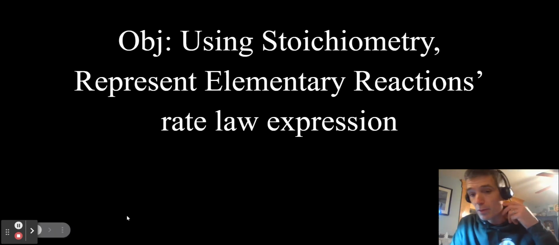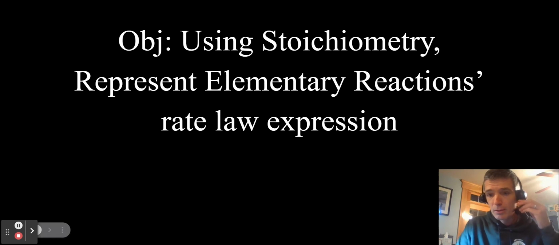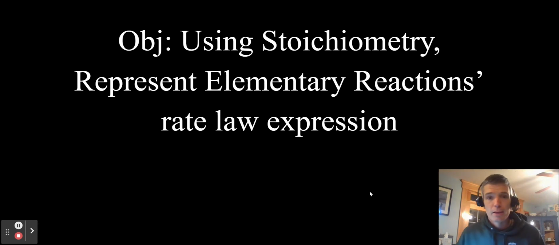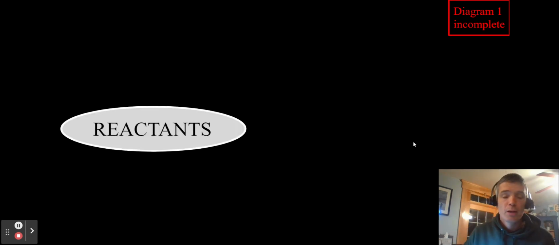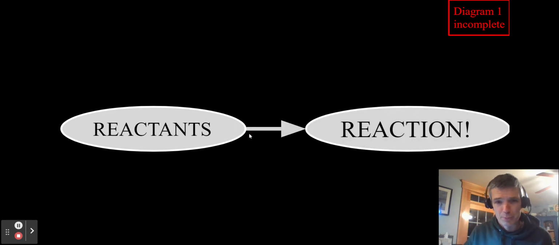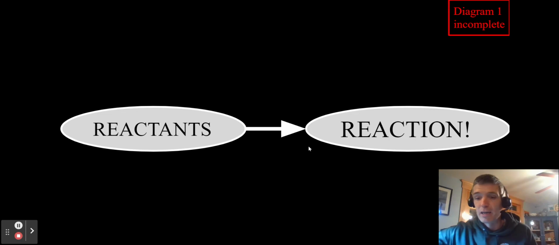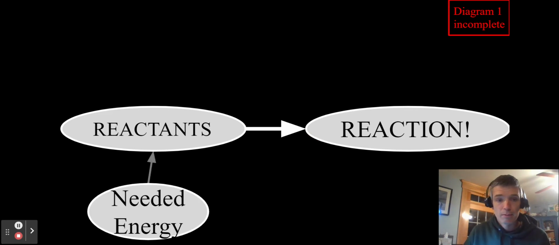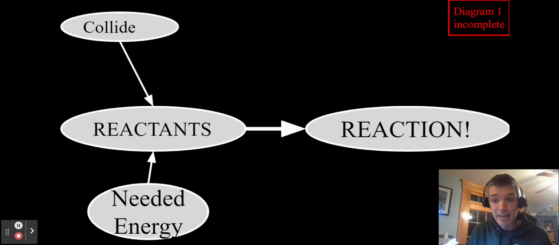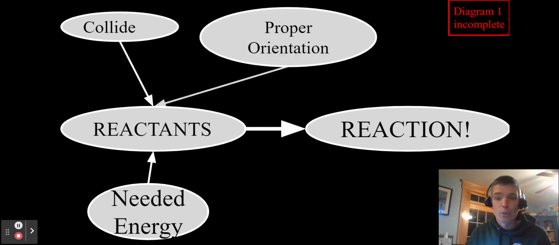Here's our objective for this topic. I want to talk about why chemical reactions occur. In order to perform a reaction, the reactants are going to need a couple of things. They're going to need a certain amount of energy. They need to have enough energy to react. They're going to need to collide, hit, and be oriented correctly.